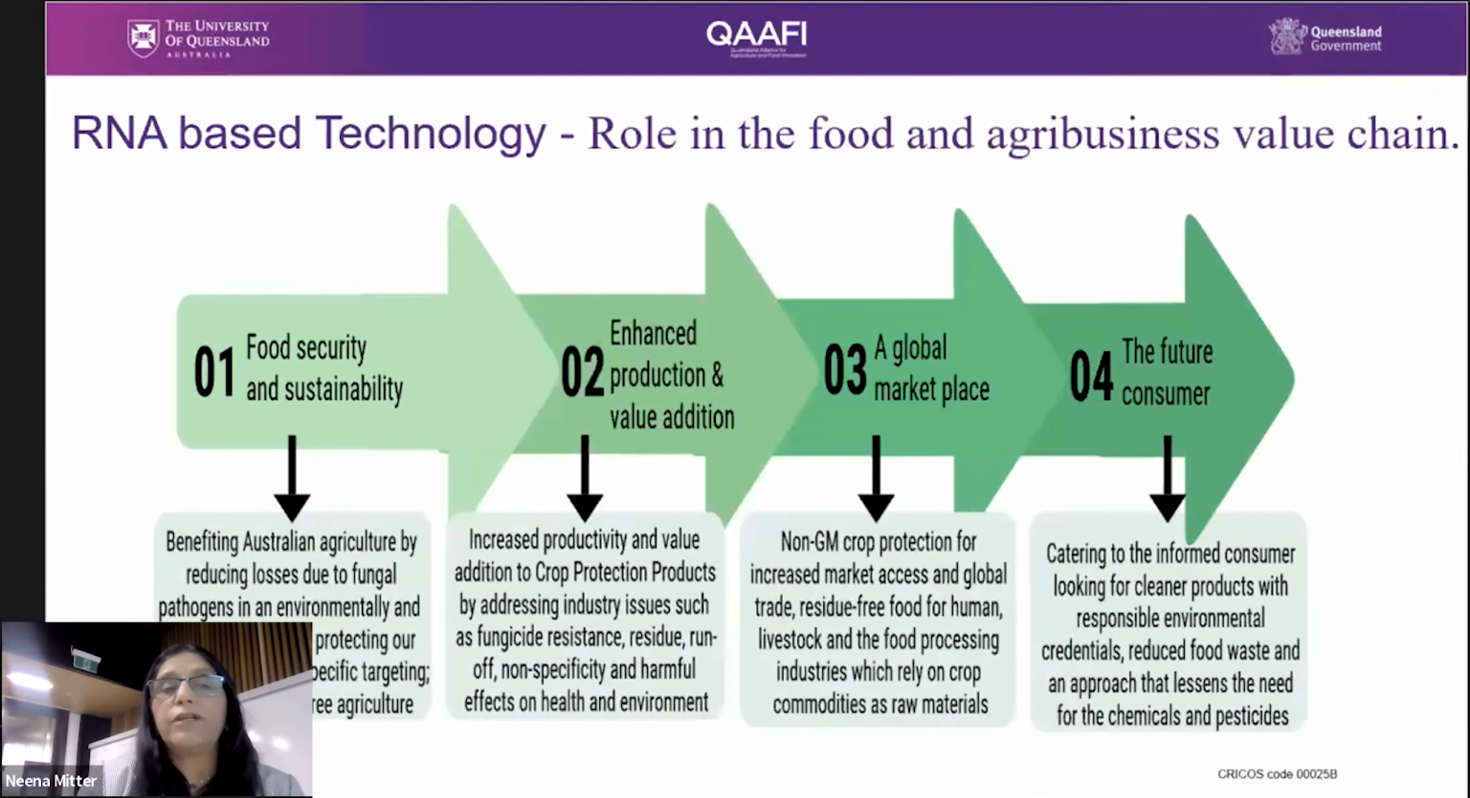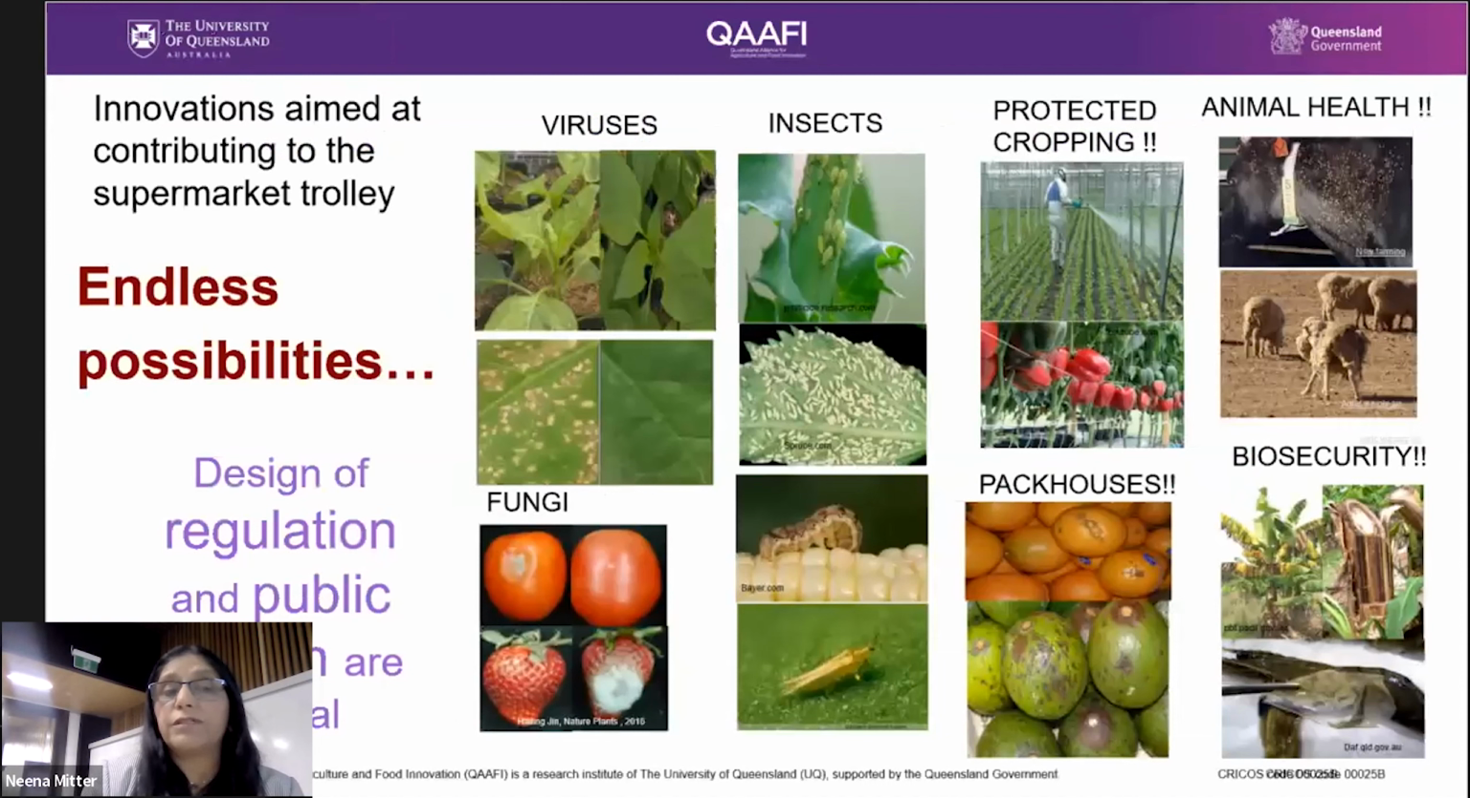And of course, when we look at this technology, we look at it in a holistic way, at its role in the food and agribusiness value chain. It is not just about the research that will develop it, but having a lens of sustainability, a lens of enhanced production and value, looking at the global marketplace, as well as looking at the future consumer who wants to know the provenance.